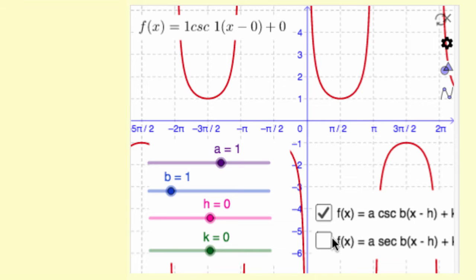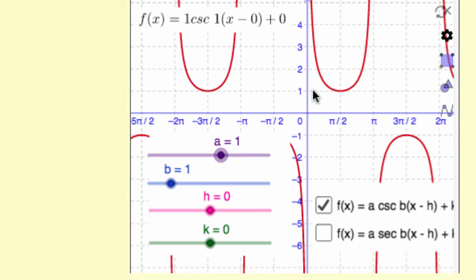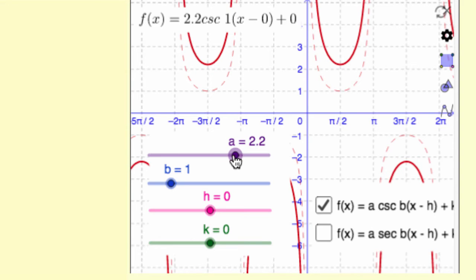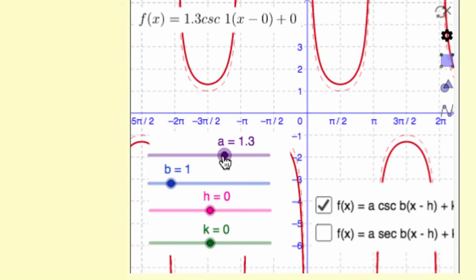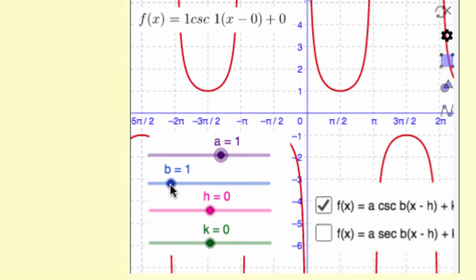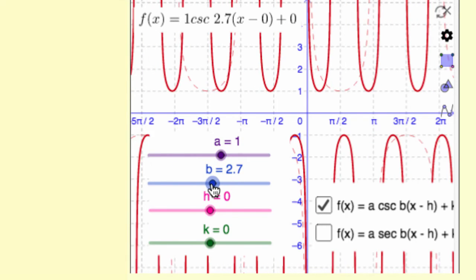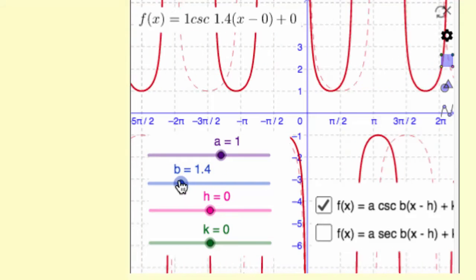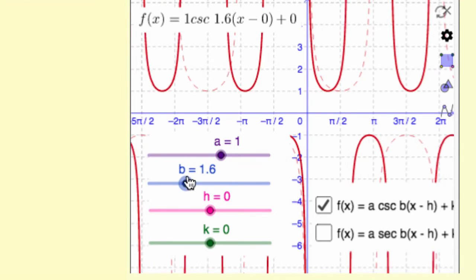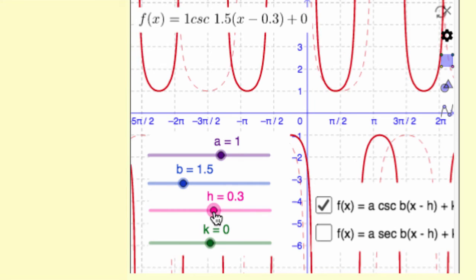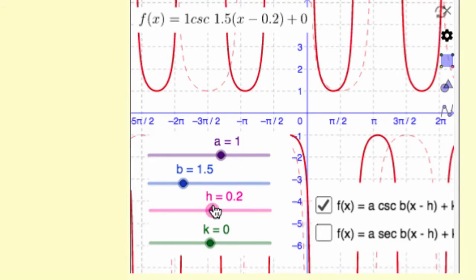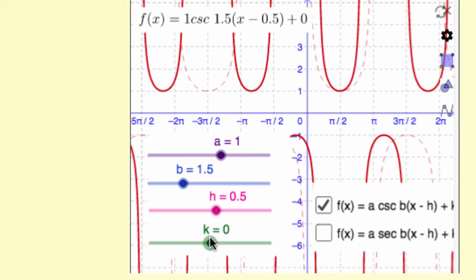Just to see how the transformations work, here's a GeoGebra. This is just the cosecant function, the parent function, and if I increase the a value, that increases the distance away from the x-axis, or the midline in this case, because it's at the midline. The b value is a horizontal stretch or shrink. H is a shift left to right, and K is a shift up and down.